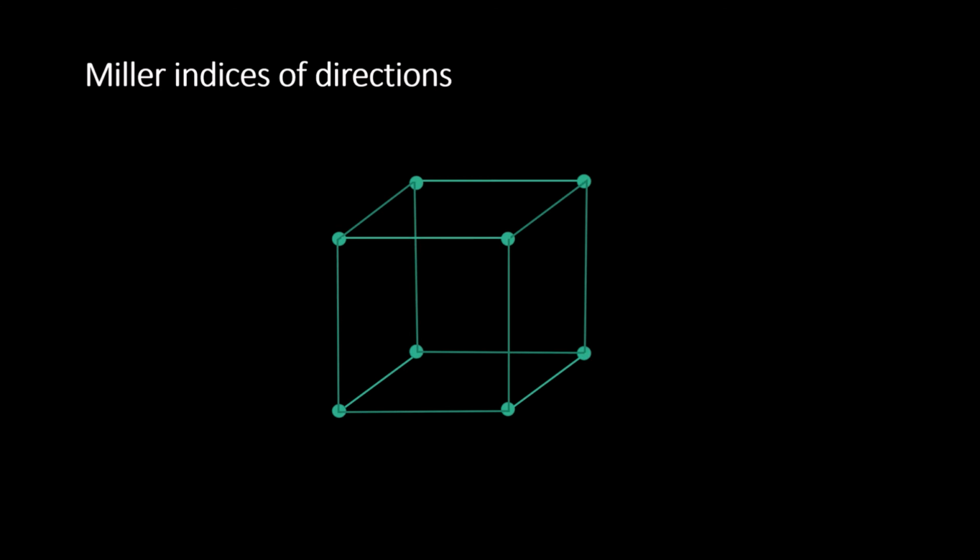Now let's see how to get the Miller indices for specifying directions. To specify a direction in the crystal lattice, a straight line passing through the origin is chosen. Then the indices of the first lattice point are given as the Miller indices of that direction. The first step to get the indices of a direction is to note down the coordinates of the lattice site nearest to the origin in a given direction. In this case, it is 1a, 1b and 1c.